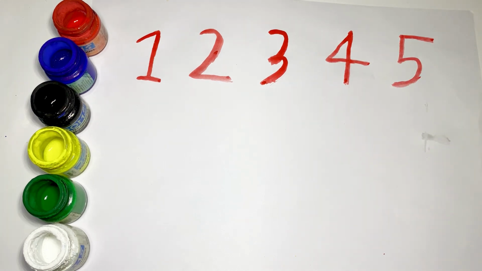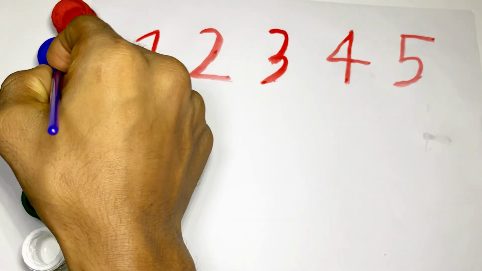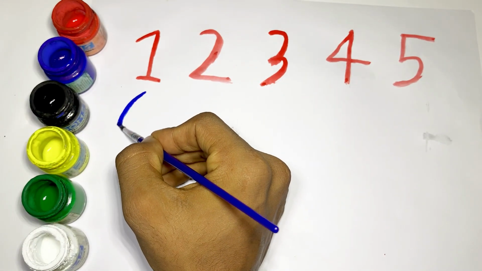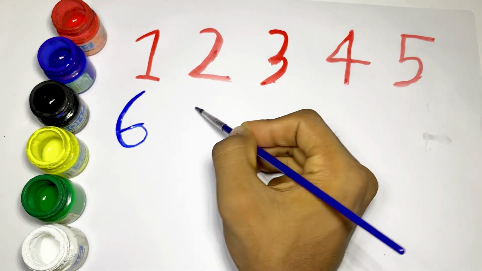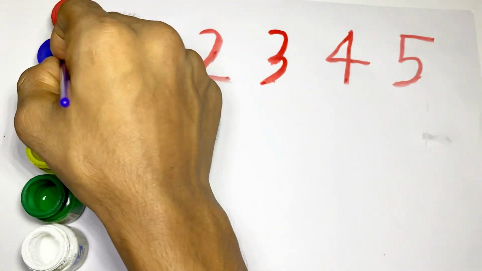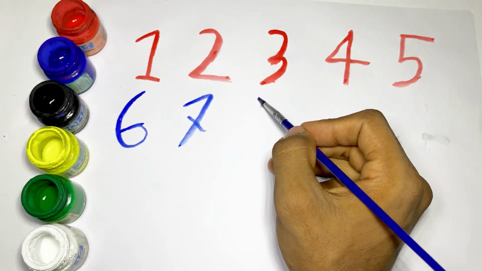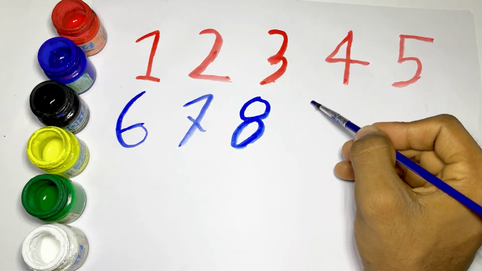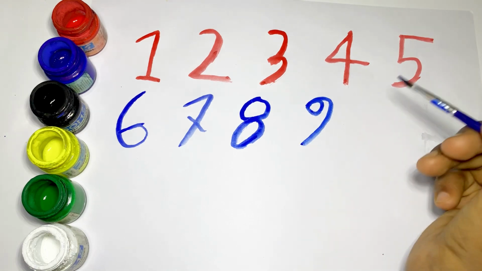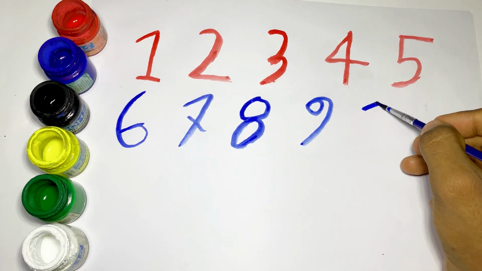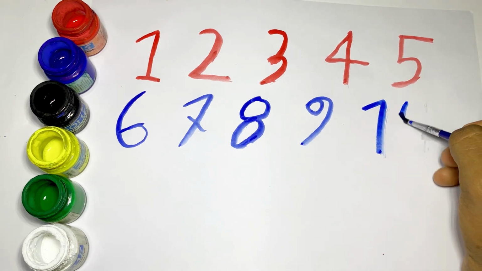Kids, now draw 6. The number 6, and use blue color. Blue color. Seven. The number 7. Kids, again use blue color and draw 8. 9. Kids, again use blue color and draw 10. The number 10.